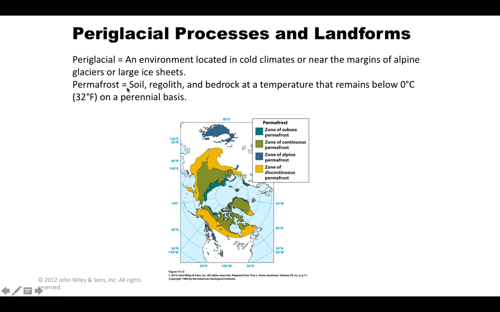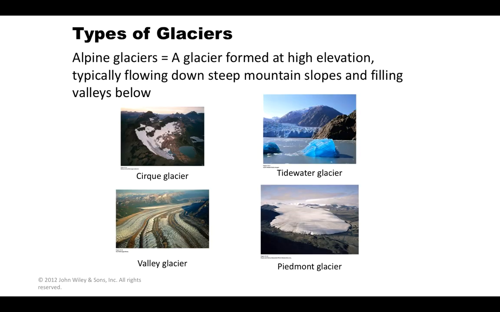And then permafrost, that's when we talk about tundra. Like this is tundra up here. That's where only certain types of plants can live, certain animals that have adapted to that permafrost. You have soil, regolith, and bedrock that are going to be at a very, very cold temperature most of the year, and that's where we're going to see our glaciers.